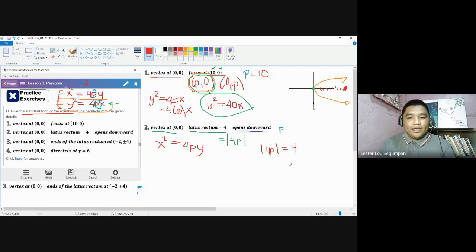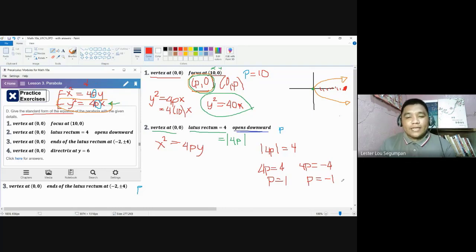To solve for p, take note, we do have here an absolute value equation. So we have two cases. First case is 4p equals positive 4. Second case, 4p is equal to negative 4. So we have two values for p. p can be equal to 1, and the second is p equals negative 1.